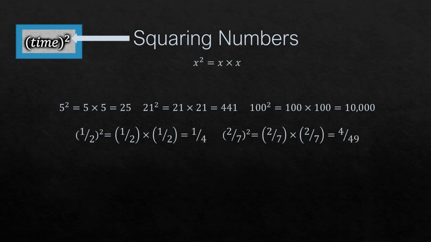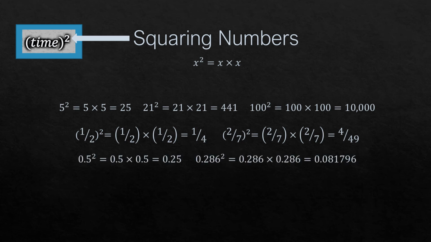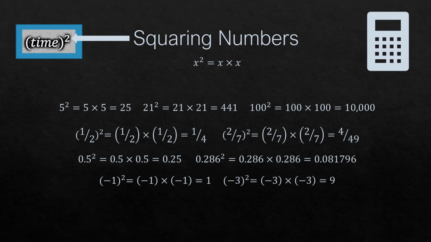You can square integers, you can square fractions, you can square decimals, you can square negative numbers. Take any number, multiply it by itself, and that's squaring. Grab your calculator and make sure that you can square a number by using some of these examples to check yourself.